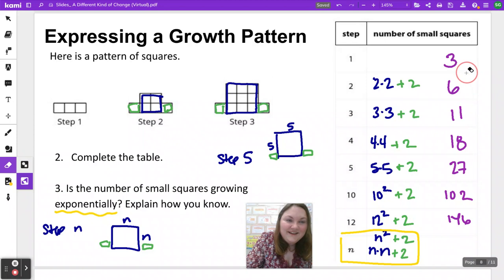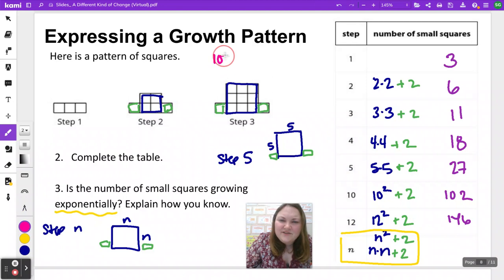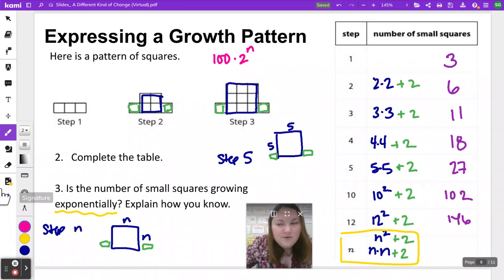And when we look at our expression here at the end, n squared is not exponential. We had talked about exponential things looking like having a number that you're starting with, maybe like 100, and then you're multiplying by something, and your variable is up here. It's the exponent. In here, we do not have that.